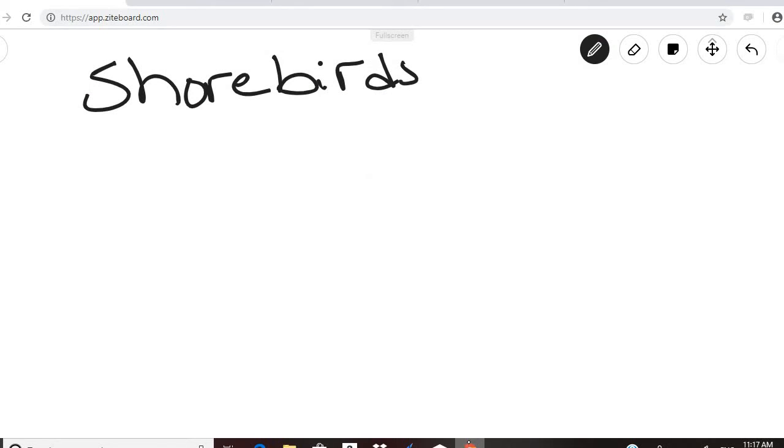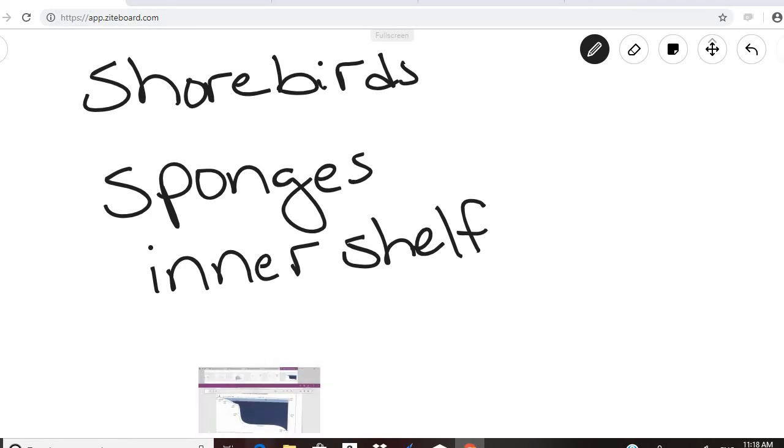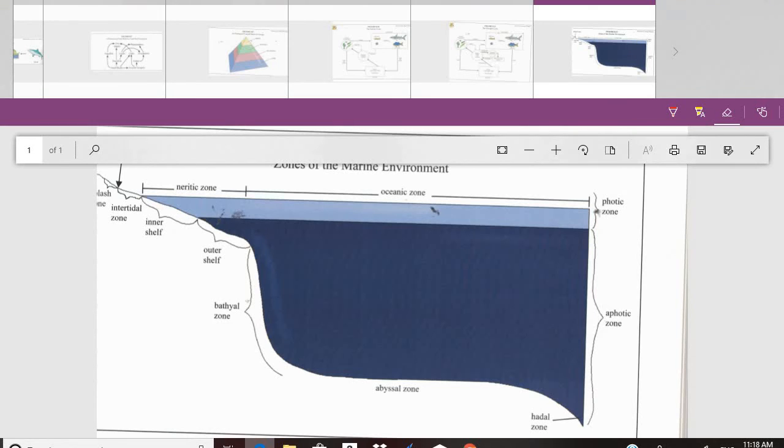Okay, what about sponges? Where would we say sponges live? What would we say about sponges? Okay, so sponges do photosynthesis. Some of them do photosynthesis. But they also have to be covered with water. Okay, so the sponges would need to live in this inner shelf area because they need to be covered with water. But they also need the penetration of light.